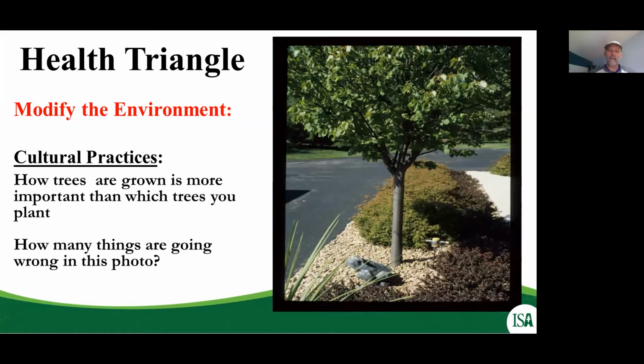And lastly, that dark blacktop surface of the driveway near there is just introducing a lot of heat stress for this tree. So, you know, you can do a lot just to help the survivability of trees, whatever species you choose to plant, with the cultural practices.